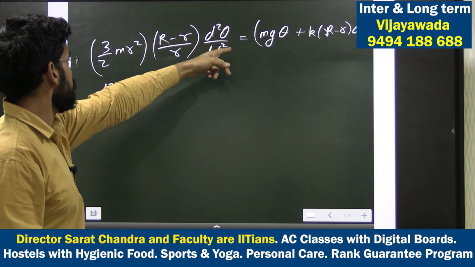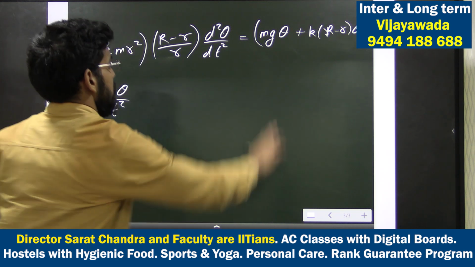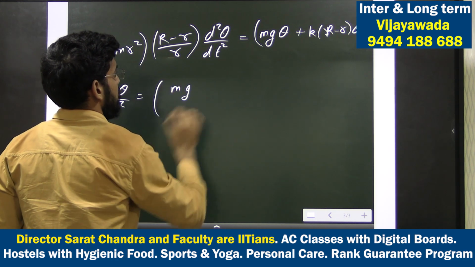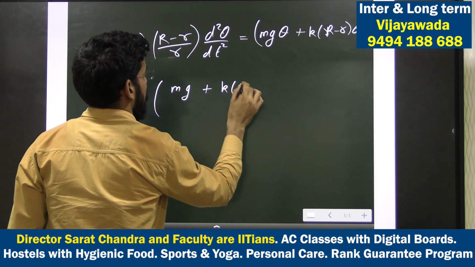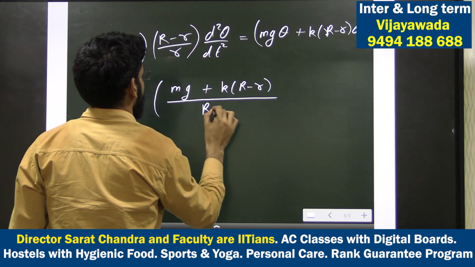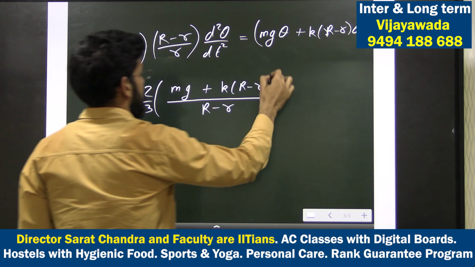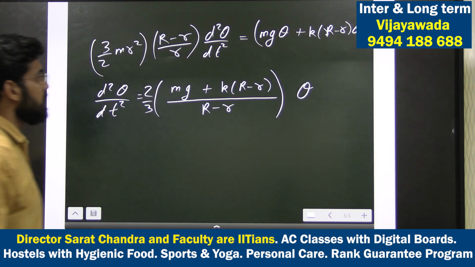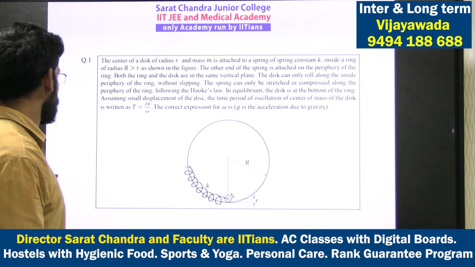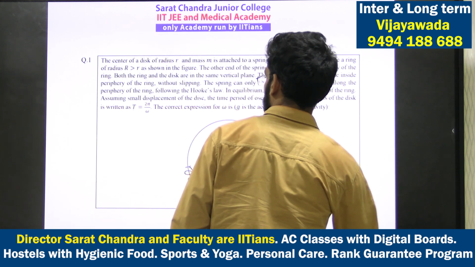3 by 2 will go to that side as 2 by 3, and (R minus r) is in the denominator. Theta will be outside. So what you have here is mg plus k into (R minus r) divided by (R minus r), here 2 by 3, and then you have theta. So this is nothing but my omega square, right? What he wants is omega only, right? So let's see what it is.